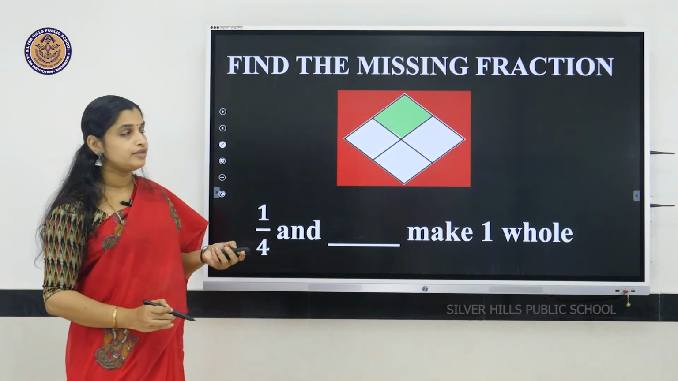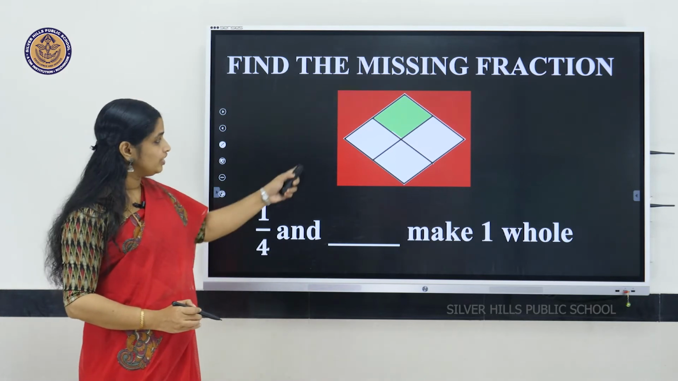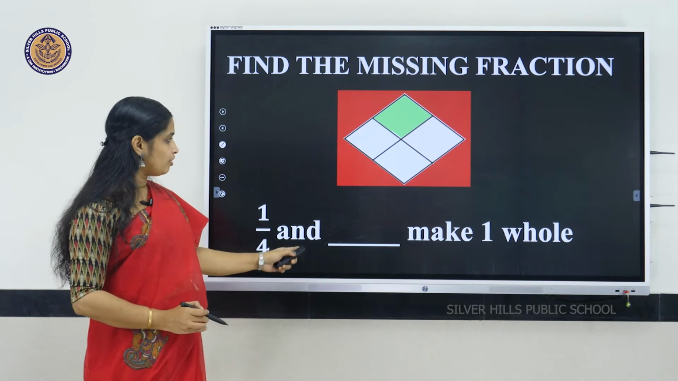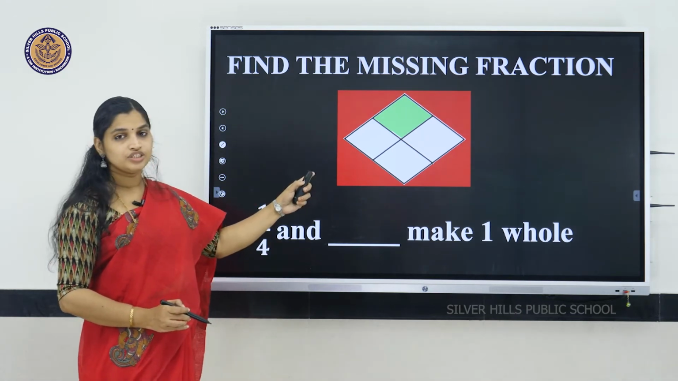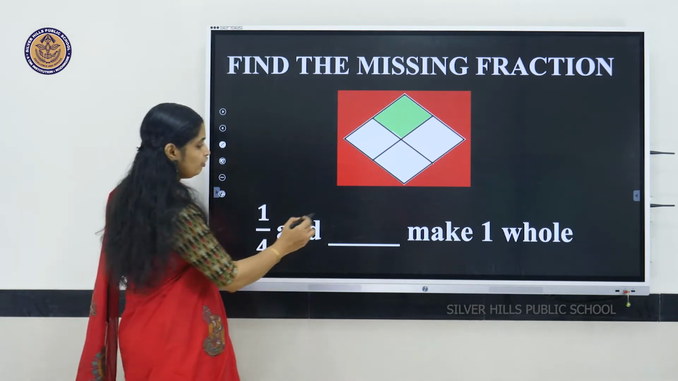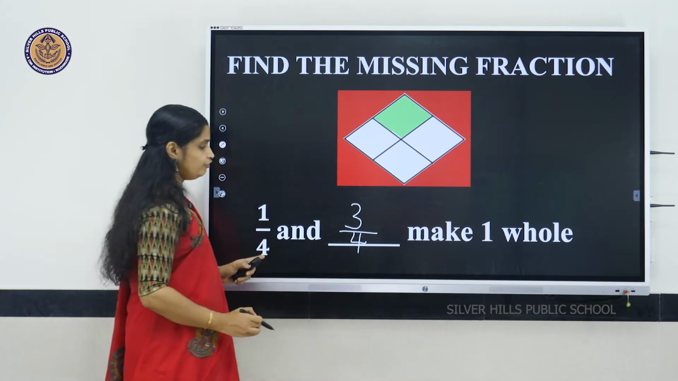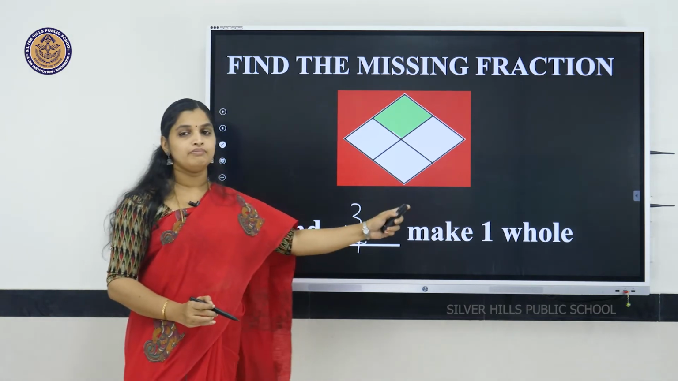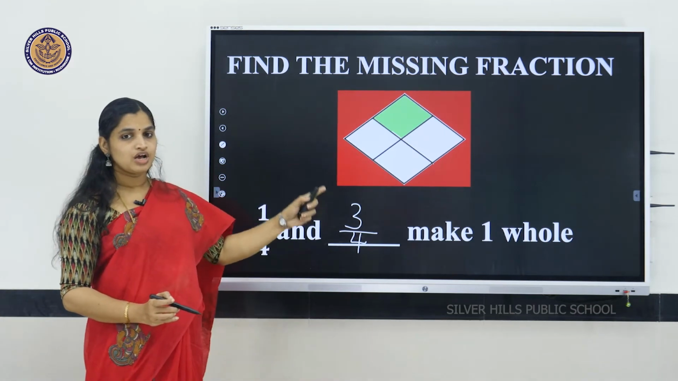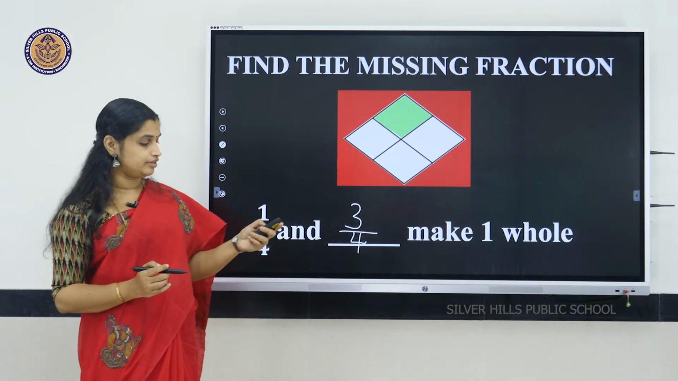Now we are going to find the missing fraction. Here you can see what is 1 by 4 actually in this figure, the shaded part fraction. So 1 by 4, and what about the unshaded portion? 1, 2, 3. 3 out of 4. So 3 by 4, 1 by 4 and 3 by 4 make a whole. That means shaded part fraction plus unshaded part fraction make a whole, one whole, the whole figure.